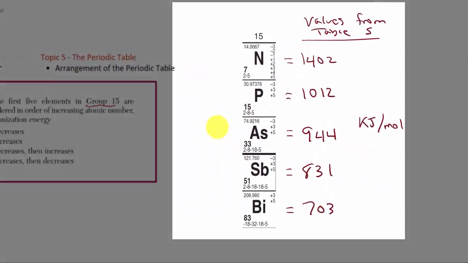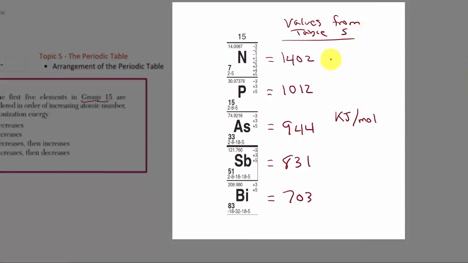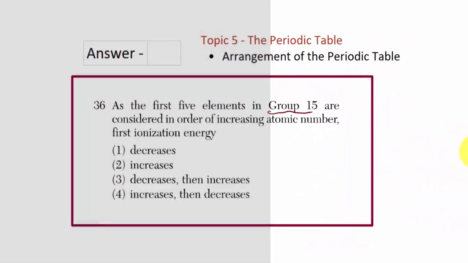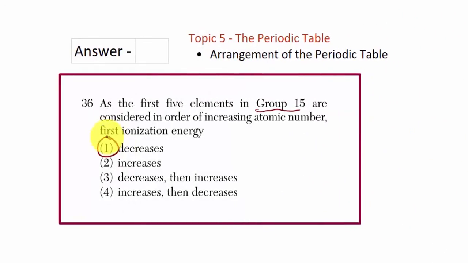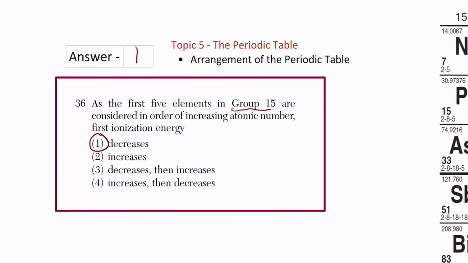I've looked up those values from Table S, which you could easily do, and written them in for column number 15, with nitrogen at 1402, phosphorus 1012, arsenic 944, antimony 831, bismuth 703. And these are all in kilojoules per mole. So obviously the first ionization energy decreases as you go from top to bottom with increasing atomic number. So we're going to select the decrease, answer number 1, and we move on.